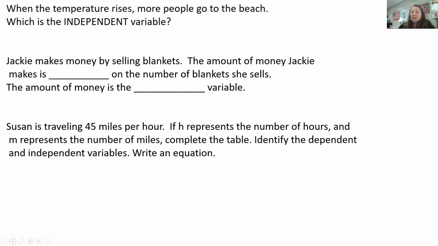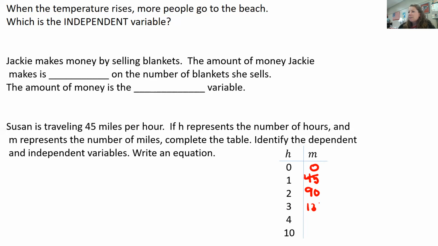Susan is traveling 45 miles per hour. If H represents the number of hours and M represents the number of miles, we're going to complete this table. We're going to identify the dependent and independent variables, and we're going to write an equation. So H means hour. What if Susan traveled 0 hours? How many miles would she travel? 0 miles. What if she traveled 1 hour? 1 hour at 45 miles per hour, 45. What if she traveled 2 hours? 45 times 2 is 90. What if she traveled 3 hours? 3 times 45 is what?